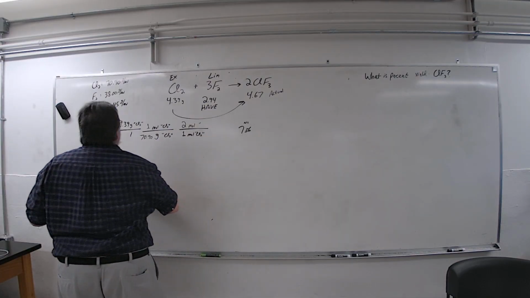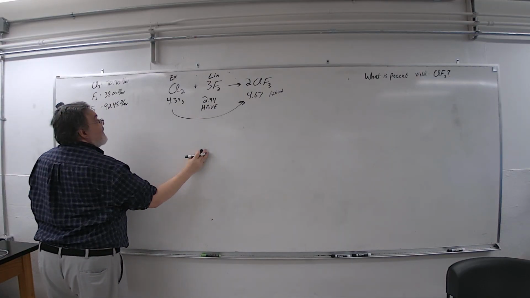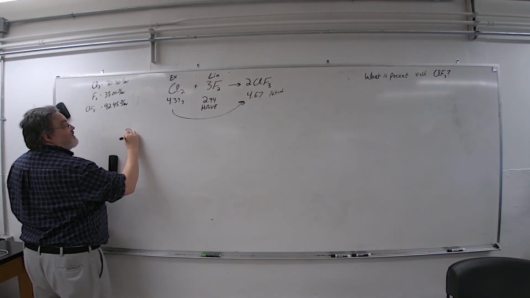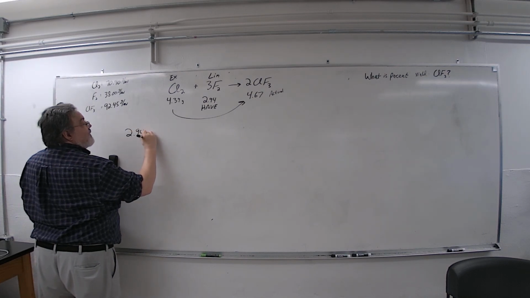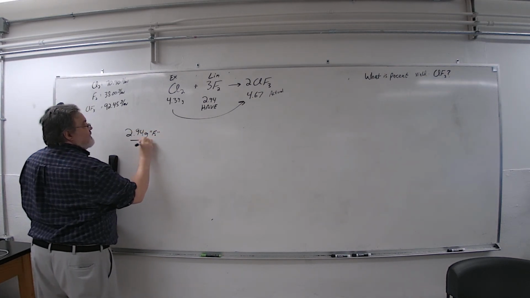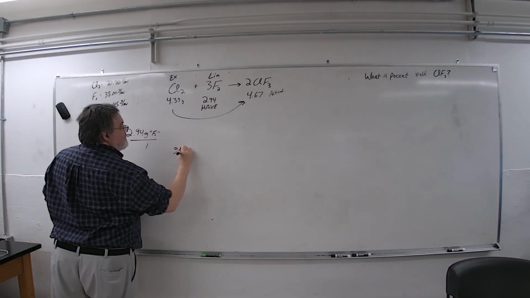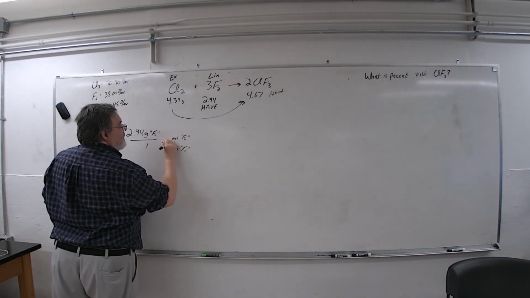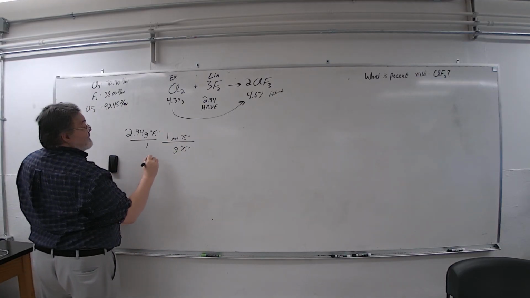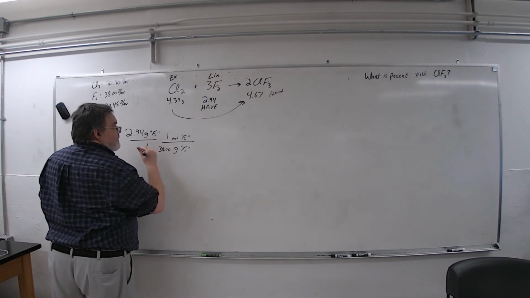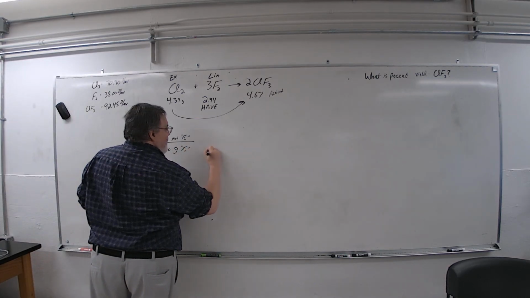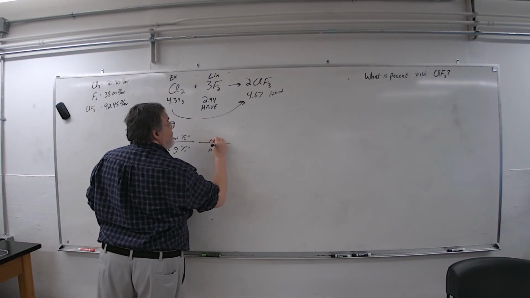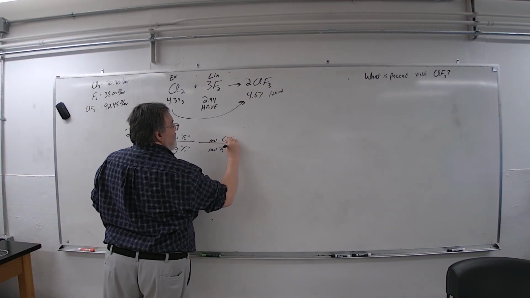Okay. So, alright, so we have to use F2. So 2.94 grams of F2. Grams of F2. Moles of F2. 1 mole of F2 is 38. Moles of F2. Moles of our product, ClF3.